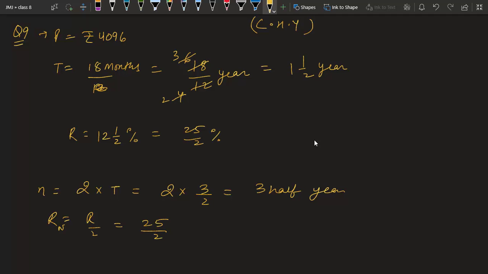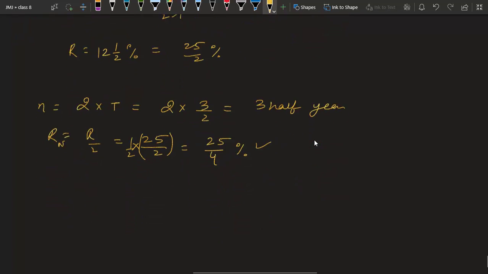We have 25 upon 2, and one more upon 2, that means it becomes 25 upon 4%. Okay, again I am explaining. The new rate of interest will become rate upon 2. That can be taken as 1 by 2 into the previous rate. Previous rate was 25 by 2, so the new rate became 25 by 4. Okay. Now let's find the amount.